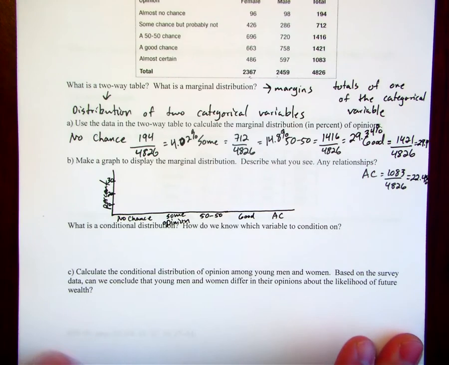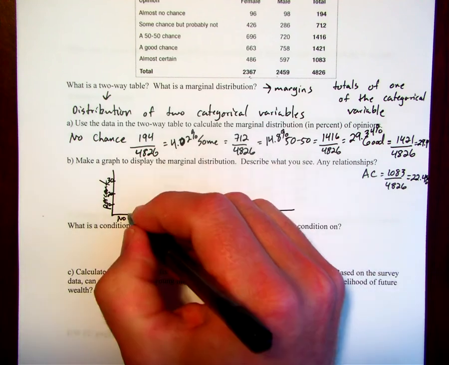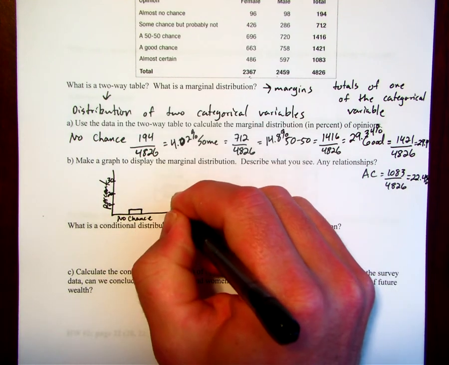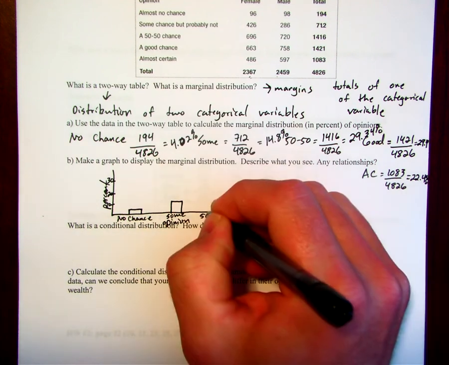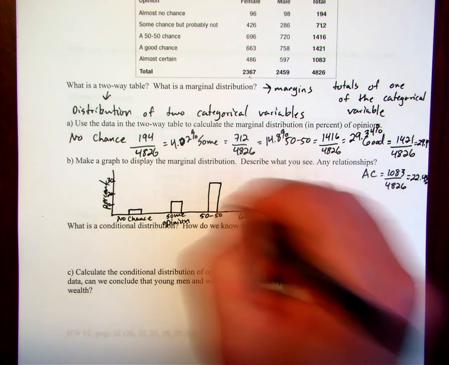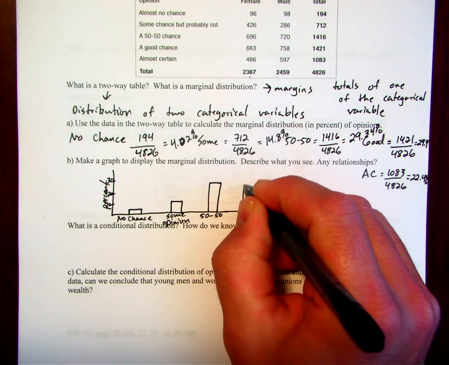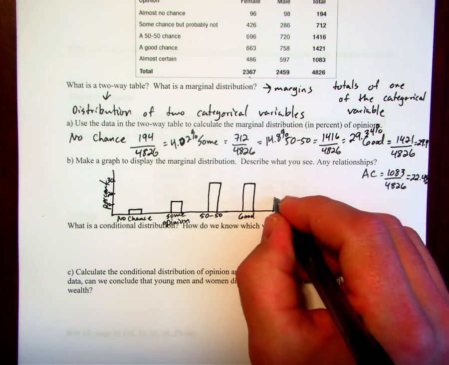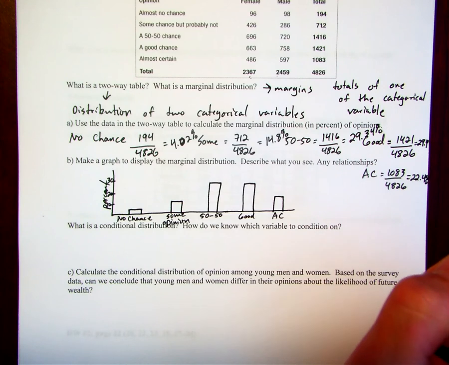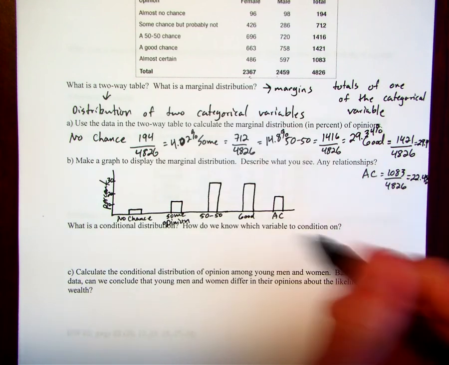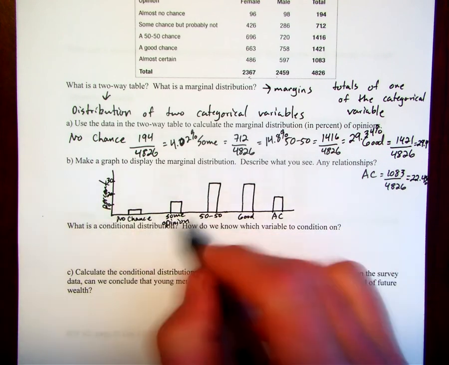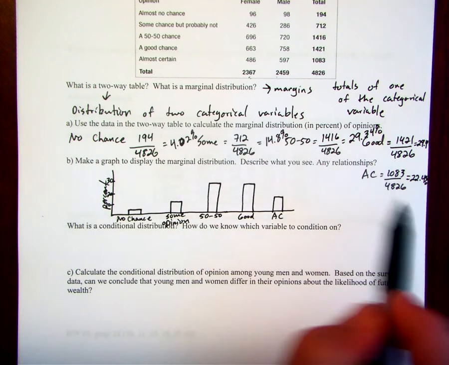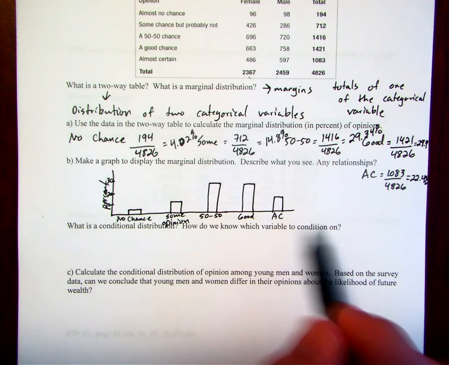And so if I'm just making this graph right here, no chance is at 4%, so that's pretty low. Some chance is at 14. 50-50. Good chance, same thing basically. And almost certain. All right, so describe what you see. Are there any relationships? You could probably already answer this kind of question just by looking at these percentages up here. But sometimes they'll just give you the graph and they'll ask you to describe what you see.